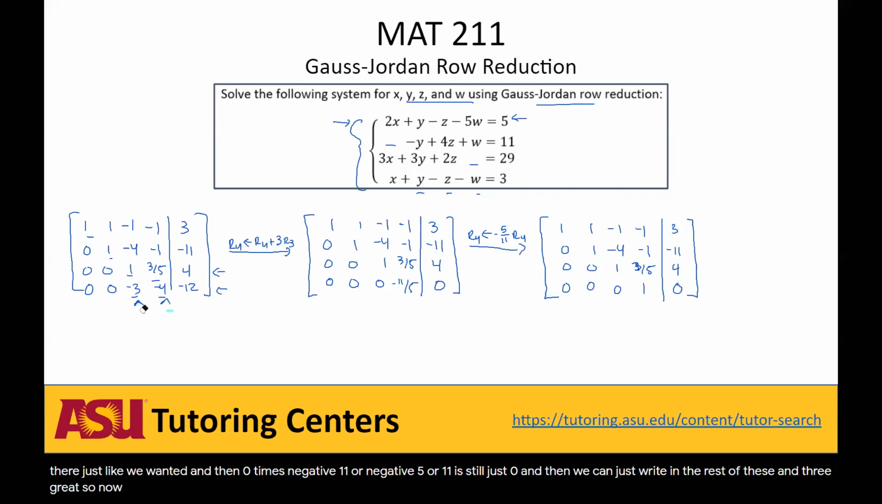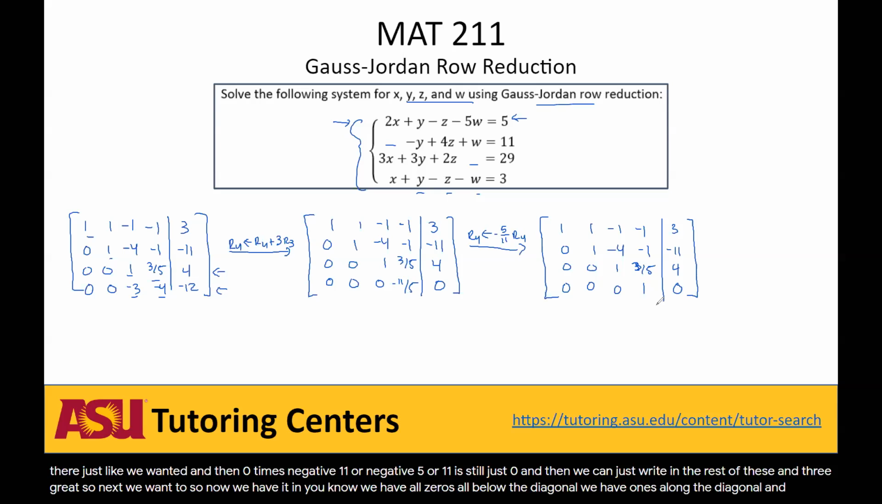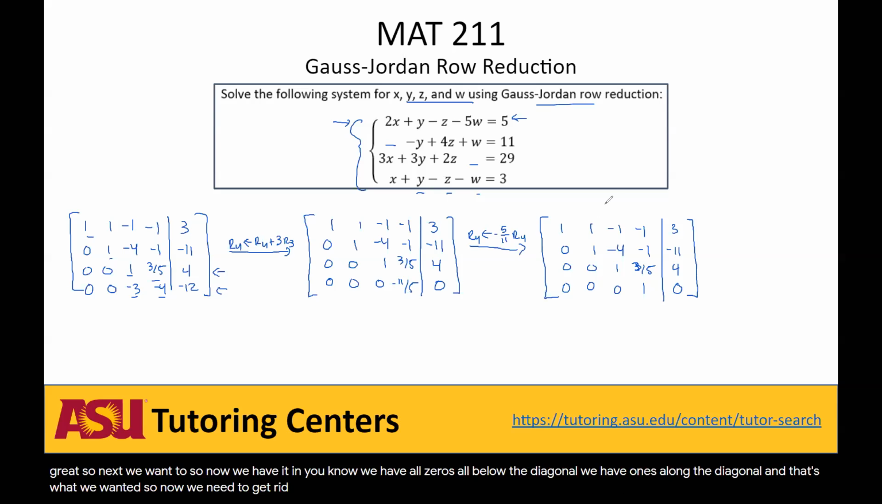So now we have all zeros below the diagonal. We have 1s along the diagonal, and that's what we wanted. So now we need to get rid of the zeros above here. Now it is possible to actually solve it from this point. This is what's called Gaussian form, or rref form is another term for it.